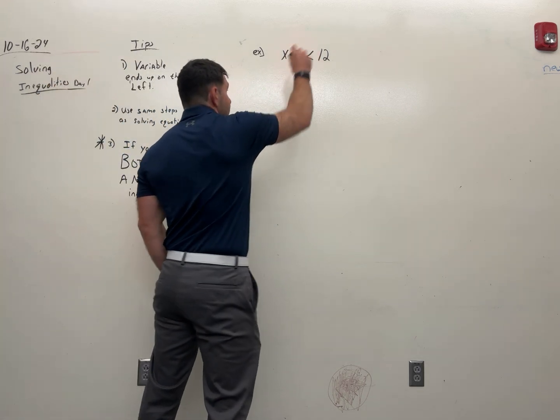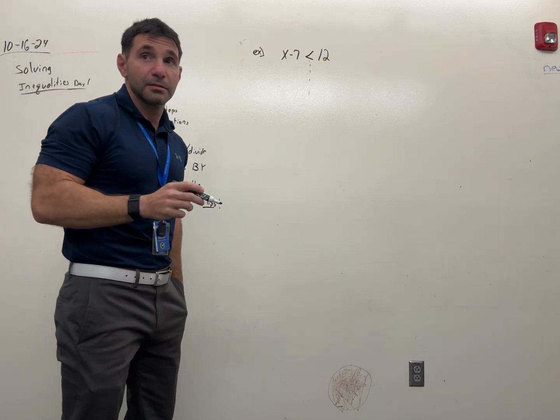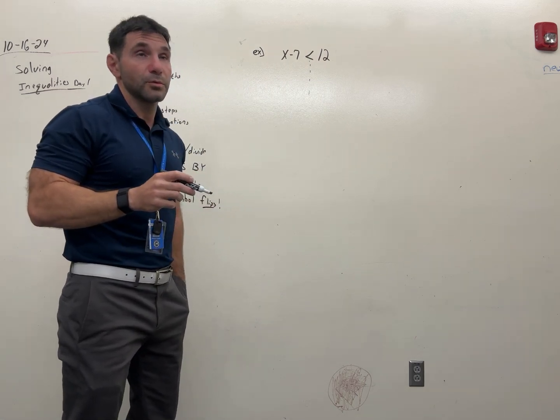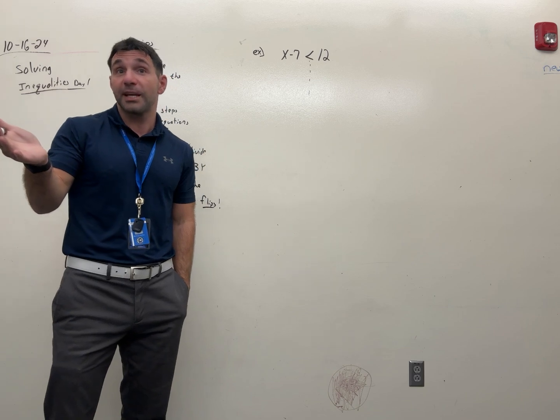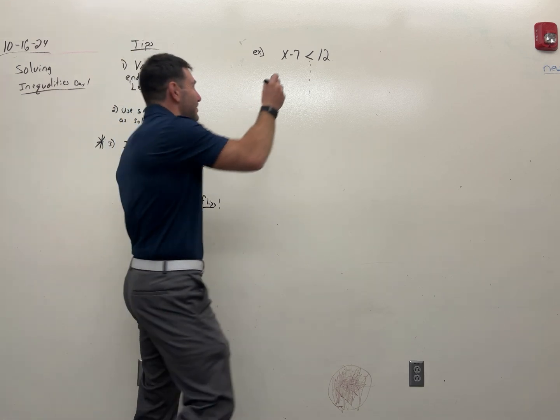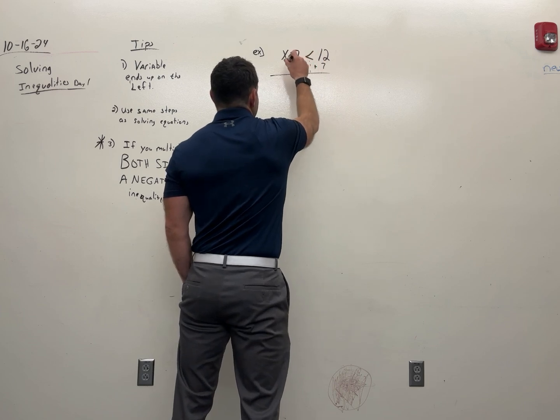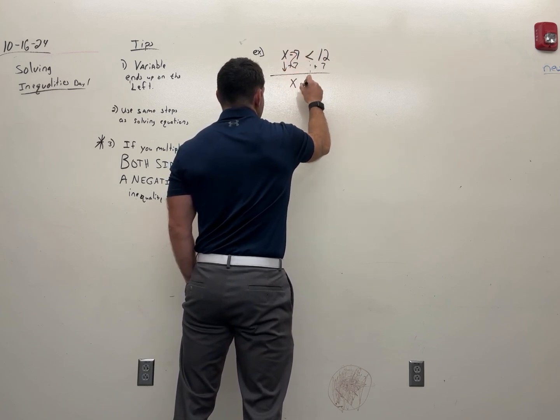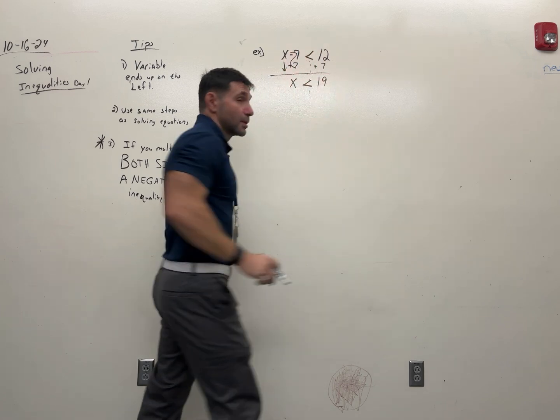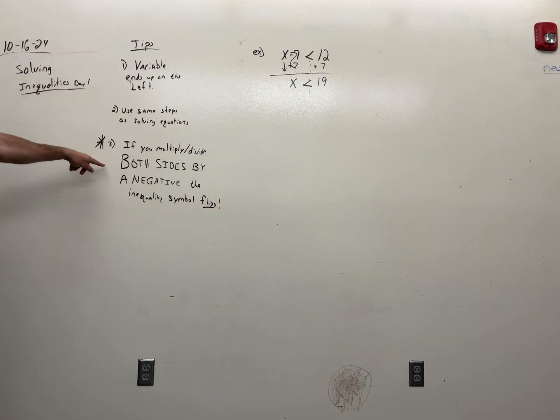So how do I move a negative 7 to the other side? You subtract it, or add it. We're going to add 7 to both sides. Negative 7 plus 7 is 0. X comes down. X is less than 19. Notice, I'm not flipping anything because we didn't multiply or divide by a negative.